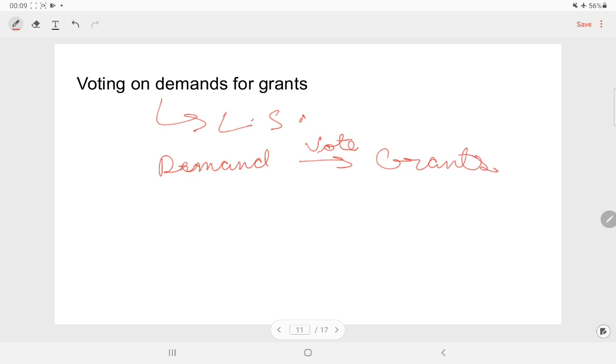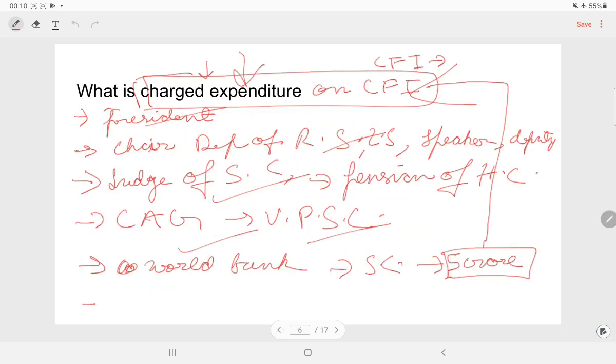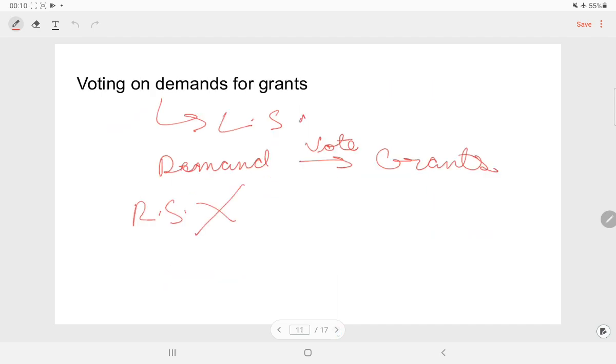Here we have to notice 2 points. First, voting on demands for grants is the exclusive privilege of Lok Sabha, not Rajya Sabha. So Rajya Sabha is not here. The second thing to notice is that voting is confined to the votable part of the budget. Like I have discussed, there is the charged expenditure on the CFI. The voting is not there on the charged expenditure; only the votable part is voted on, and the charged expenditure of the CFI does not come under the voting part.